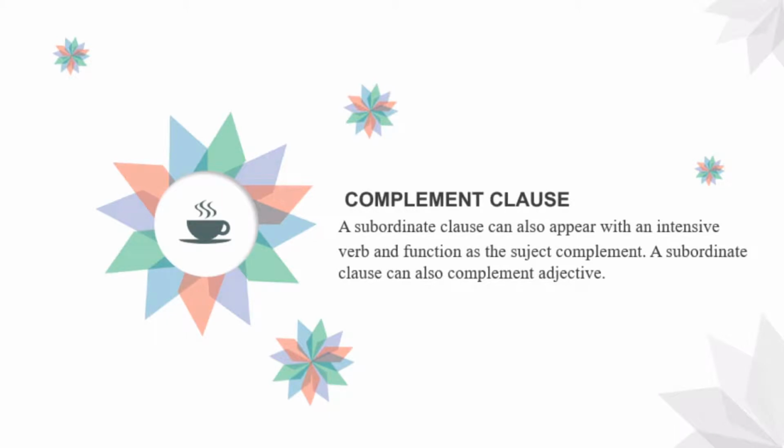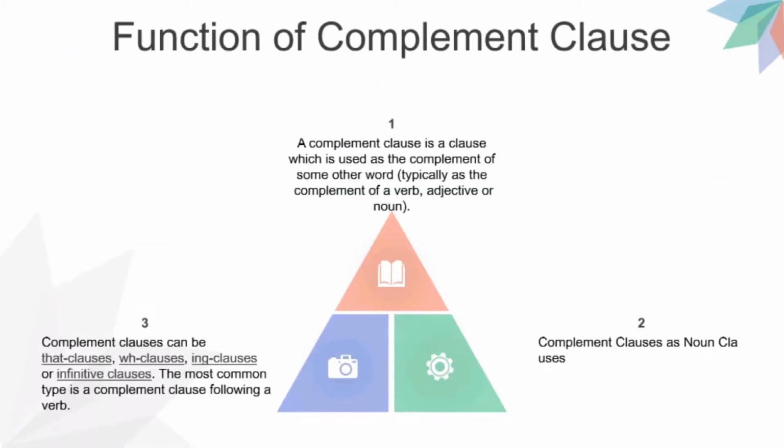Complement clause. A subordinate clause can also appear with an intensive verb and function as the subject complement. A subordinate clause can also complement an adjective. And then it's about the function of complement clause. For the first, a complement clause is a clause which is used as the complement of some other word, typically as the complement of a verb, adjective, or a noun.